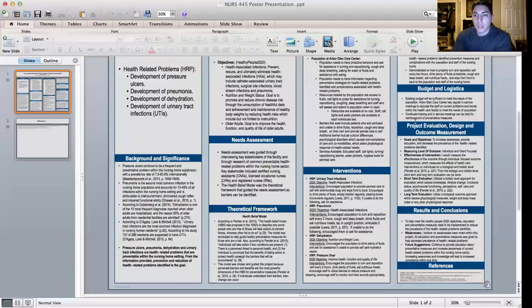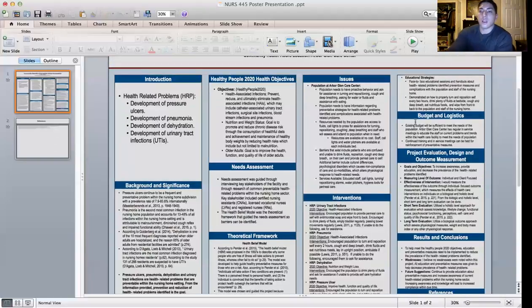Let's see, education strategies. So face-to-face education sessions and handouts about the health-related problems that were identified and preventative measures, as well as complications with the population was done. We also demonstrated how to properly turn and reposition self every 2 hours, how to drink fluids at the bedside, cough and deep breathe, eat meals, what portions of the meal they should focus on if they have a low appetite, and how to wipe front to back.